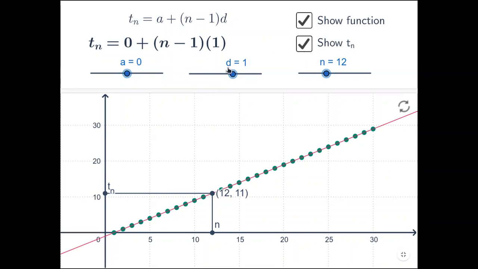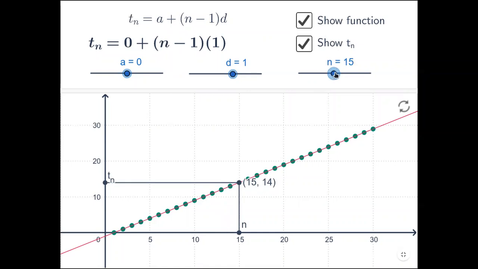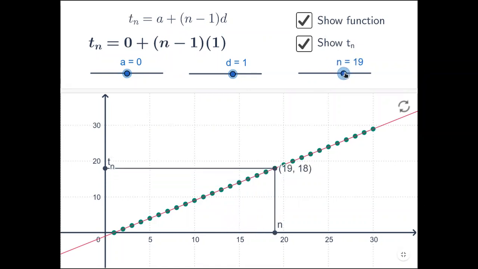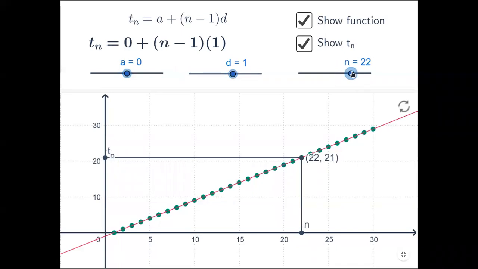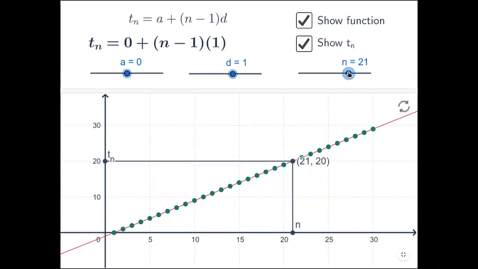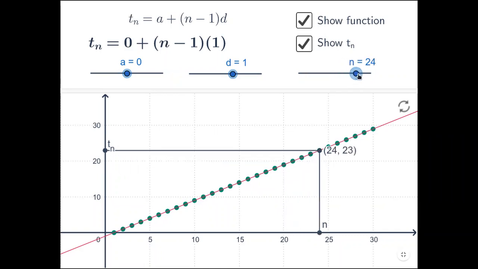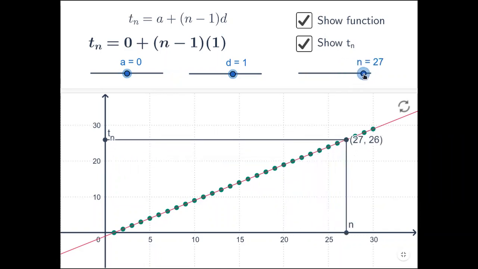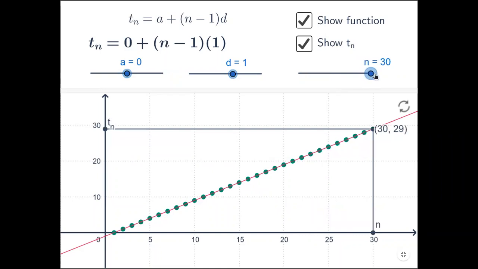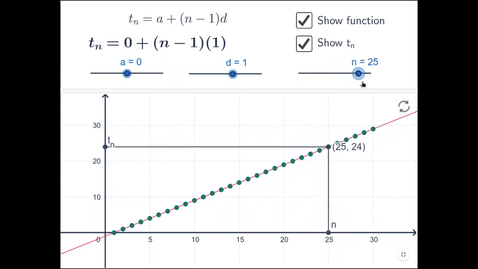A is equal to 0, D is equal to 1, N is equal to 12. So I can have, suppose at 13, what is the number? 14, 16, 17, 18. 21st, 23, 24, 26, 27, 28, up to 30. So 30th.